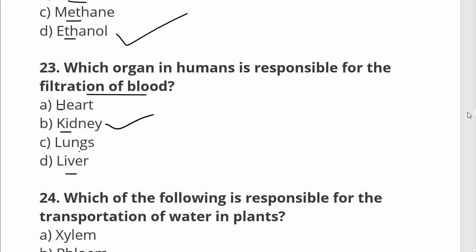Kidney. The kidneys filter waste products and excess substances like water and salts from the blood to form urine. They play a crucial role in maintaining the body fluid and electrolyte balance.